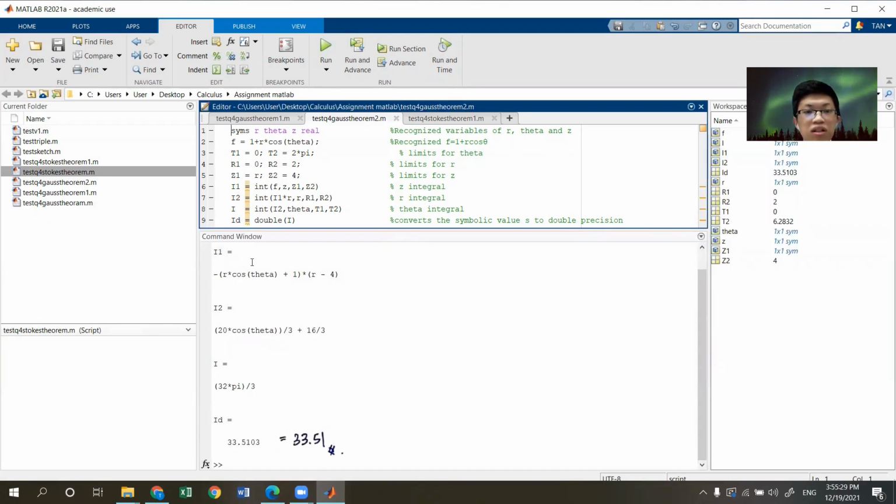Our final integration gives 32 pi over 3. This is the value in radians, and I convert the value into decimal. I get 33.51.